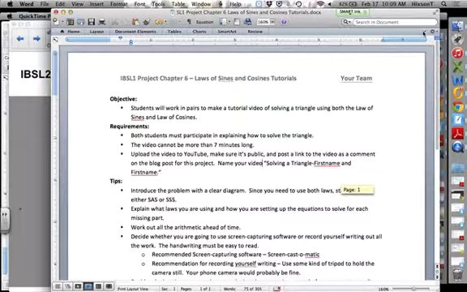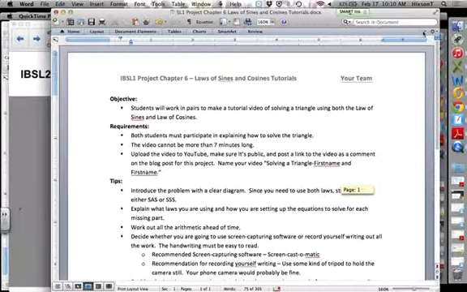So our objective here is students will work in pairs to make tutorial videos of solving a triangle using both the law of sines and the law of cosines. So you're going to have to set up a problem working with a partner to solve a triangle, and you're going to need to make sure that that triangle can be solved using both the law of cosines and the law of sines. So you'll need to show both laws in this process, okay?